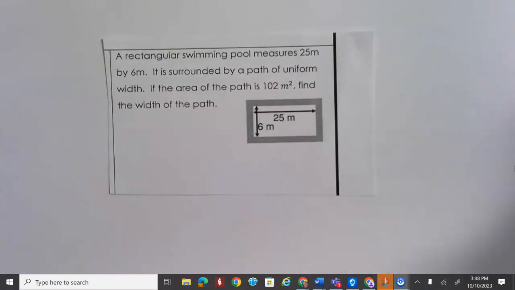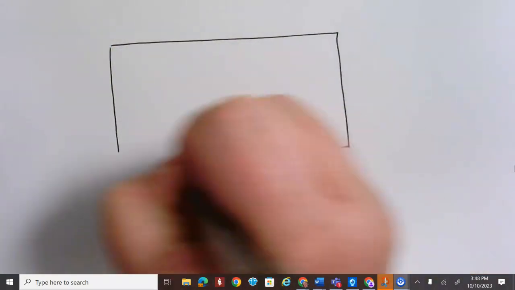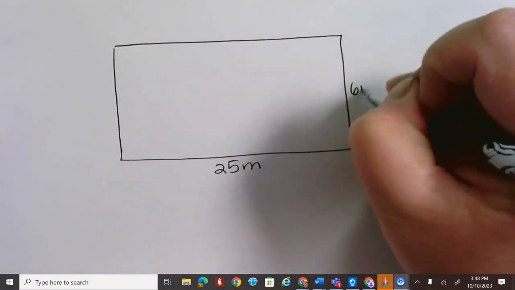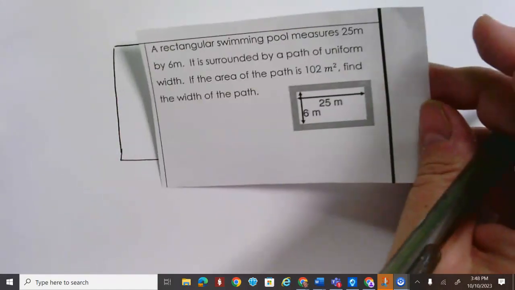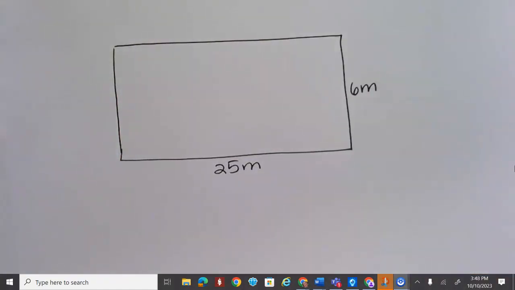So it says a rectangular swimming pool is 25 meters by 6 meters. I'm going to draw this a little bit bigger. Sorry for not having a perfect rectangle, but that's pretty close. 25 meters by 6 meters. And then they're talking about a concrete path. It's kind of like the pool deck of uniform width. So they're saying it's the same width all the way around.